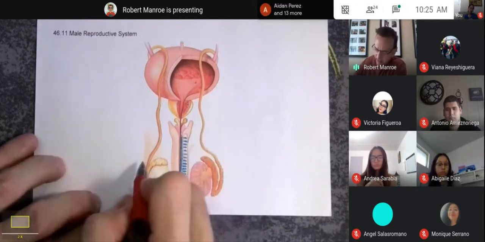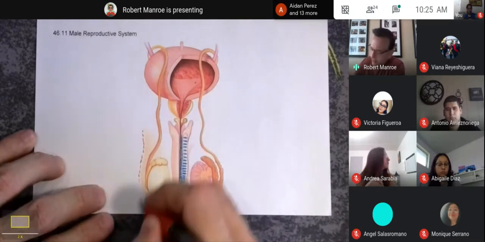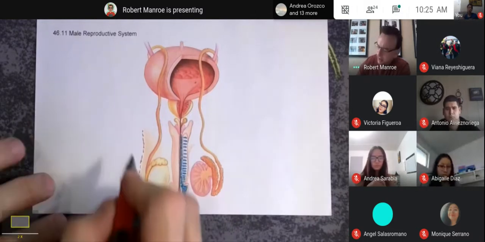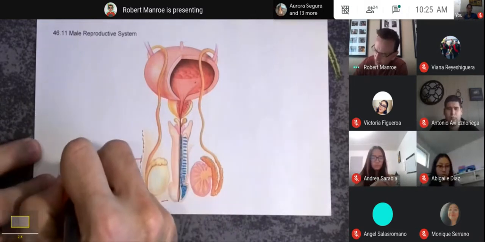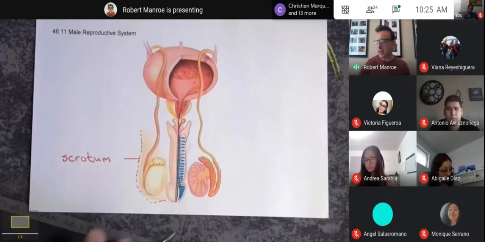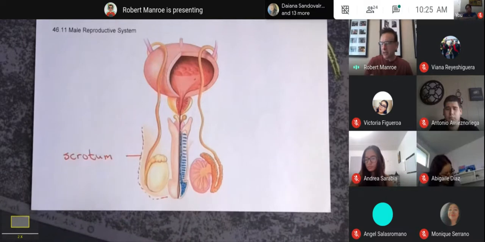So let's go left to right. I don't know how well this comes across on your camera, but you should see the shadow of some tissue here. And that is the scrotum. The scrotum is an extension of the skin, and there's connective tissue that can move the testes up and down, either close to the male's body cavity or far away, and that's for temperature control.